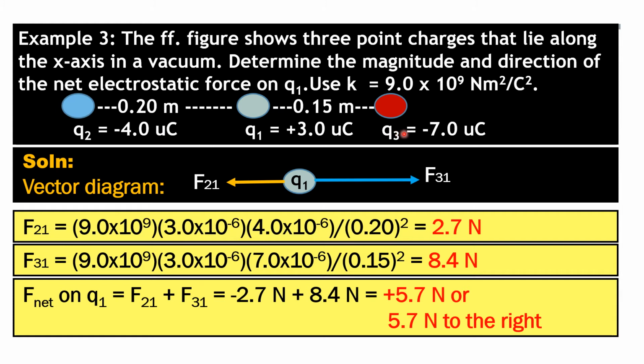So I used them as my basis in predicting that possibly F31 would be larger than F21, and my prediction was confirmed. The force exerted by Q3 on Q1 is indeed greater than the force exerted by Q2 on Q1, which resulted in a net force of 5.7 newtons directed towards Q3. I hope that is clear.